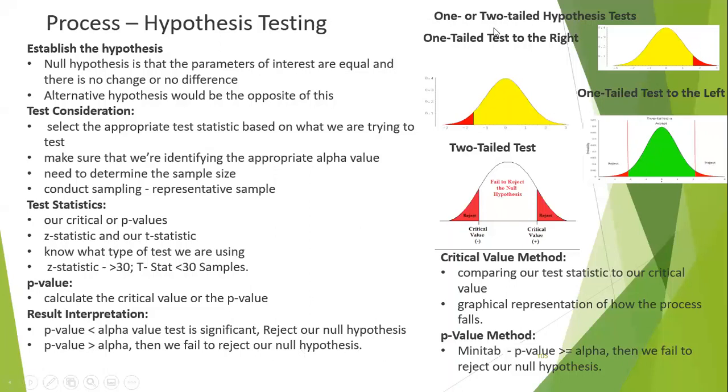So there are one-tailed or two-tailed hypothesis tests. After you do all this plotting, it will come out as a one-tailed or two-tailed hypothesis test. This is a two-tailed hypothesis test, and then the critical value method, comparing the two, our test statistic and our critical value. Based on that, you have to come back with your critical value method. As I told you, the p-value should be greater than the alpha value.